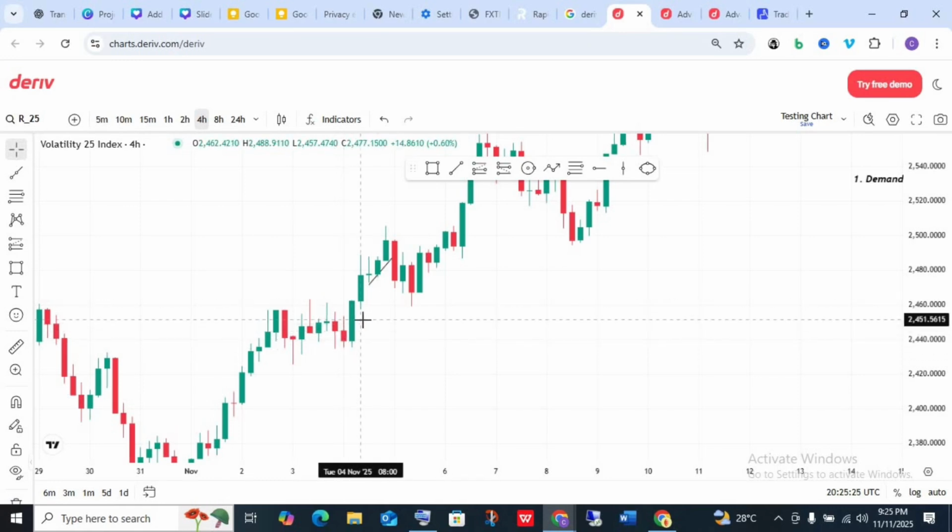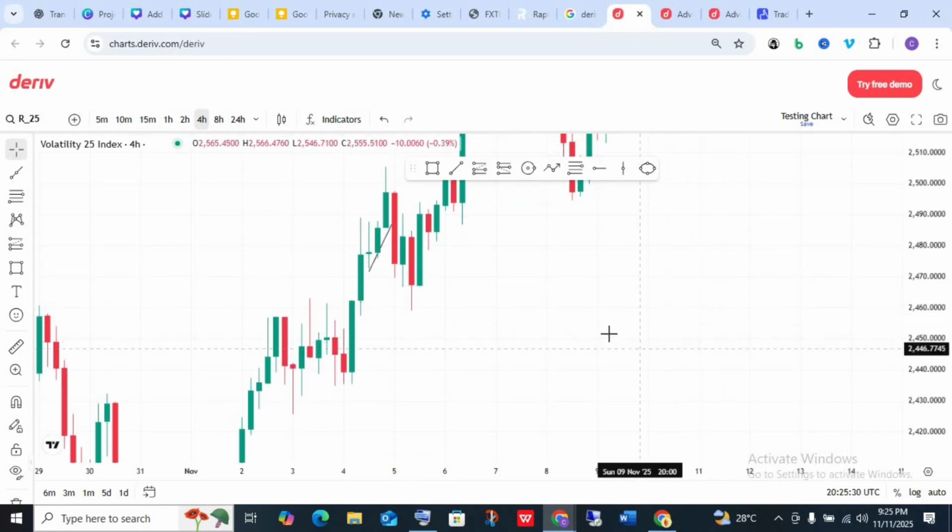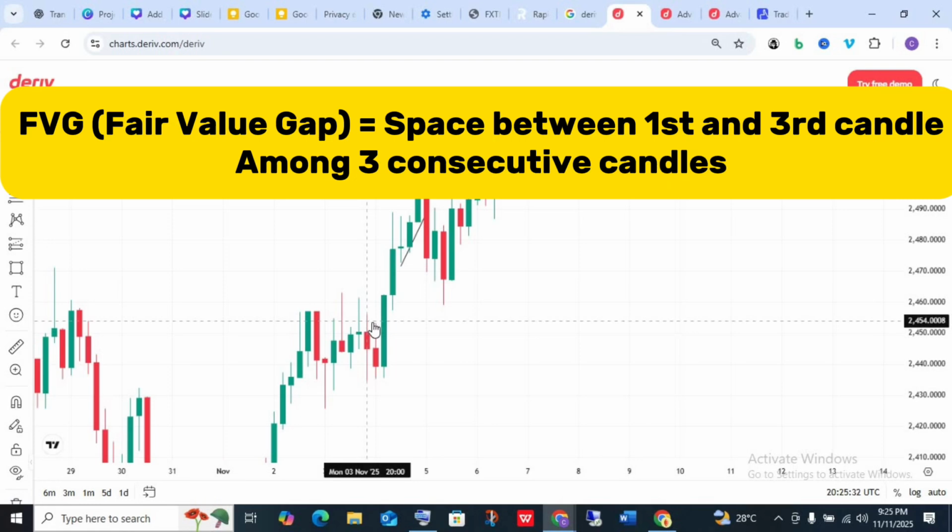And a massive buy usually comes with what we call a fair value gap. Now, what is a fair value gap? A fair value gap is basically the space between the first candle and the third candle within 3 consecutive candles.